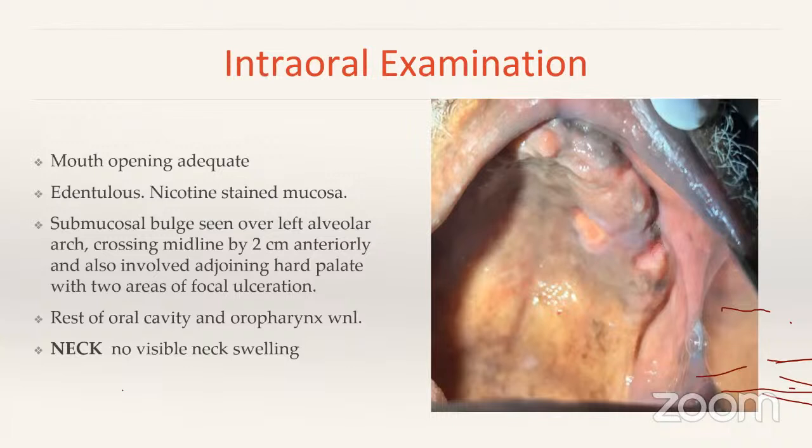Sir, next is intraoral examination. The mouth opening is adequate, sir. Patient is edentulous. There is nicotine stained mucosa over the palate and vestibule. There is a submucosal bulge seen over the left alveolar arch, crossing midline by approximately 2 centimeter anteriorly, and also involving the adjoining hard palate area with 2 areas of focal ulceration, sir. Rest of the oral cavity and oropharynx appears normal, and on the neck there is no visible swelling, sir.